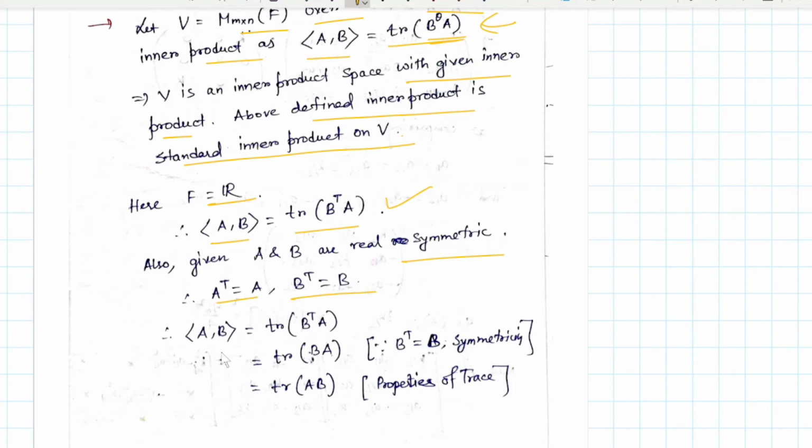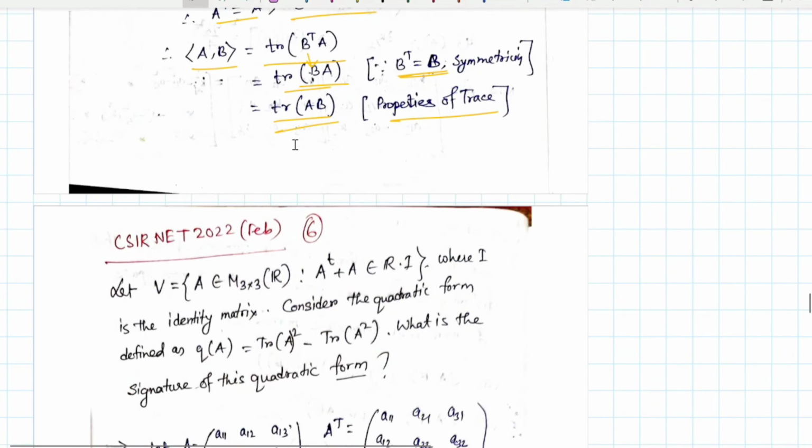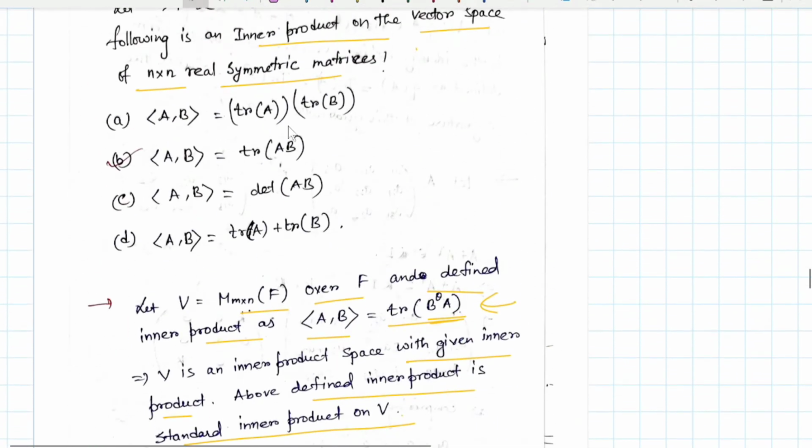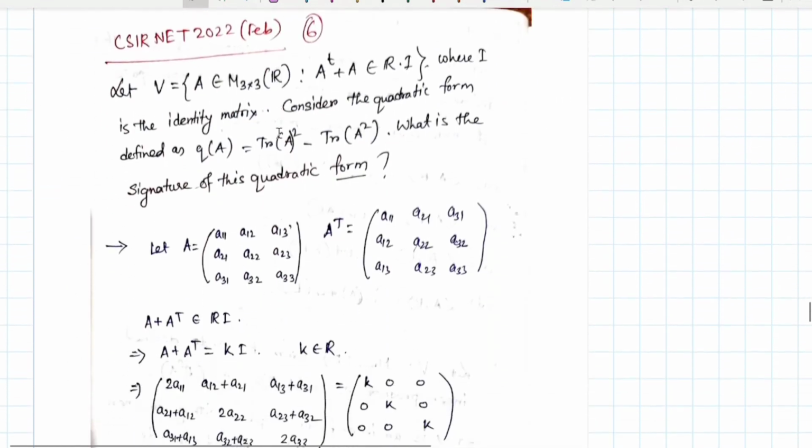Now the inner product of A, B equals trace of B transpose A, and since B transpose equals B, we put B transpose equal to B, which is equal to trace of BA. We know the property of trace, that trace of AB equals trace of BA, so this is clearly equal to trace of AB. Therefore, which option? Trace of AB. Clearly option B is correct. This is a very easy question.